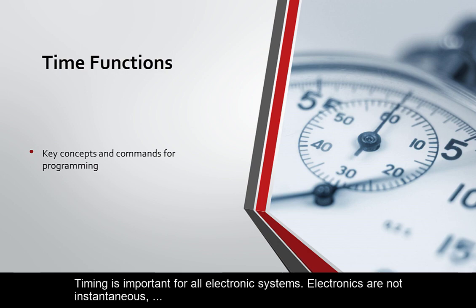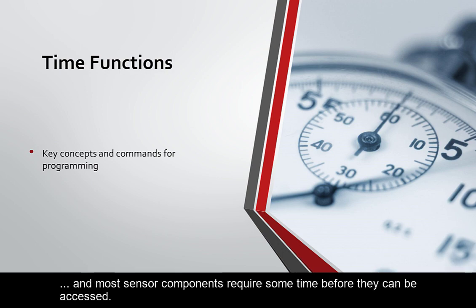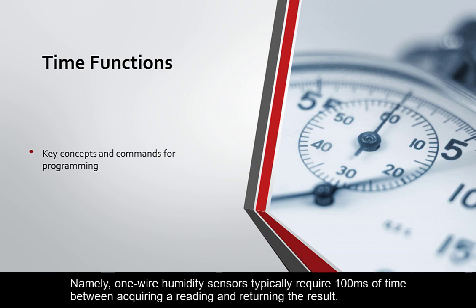Let us proceed with time-related functions. Timing is important for all electronic systems. Electronics are not instantaneous, and most sensor components require some time before they can be accessed. Namely, one-wire humidity sensors typically require 100 milliseconds of time between acquiring a reading and returning the result.